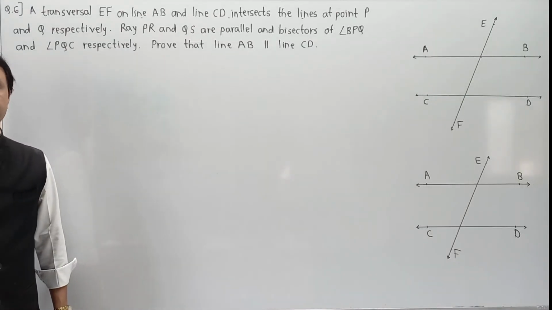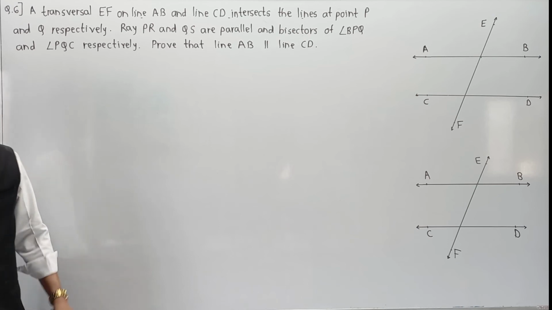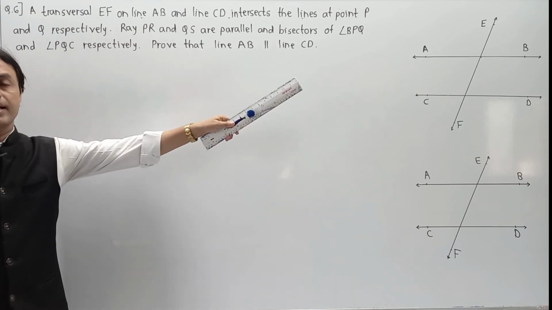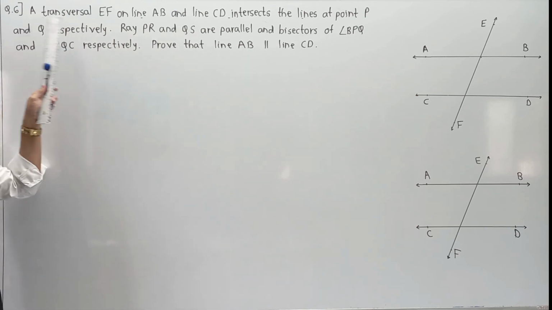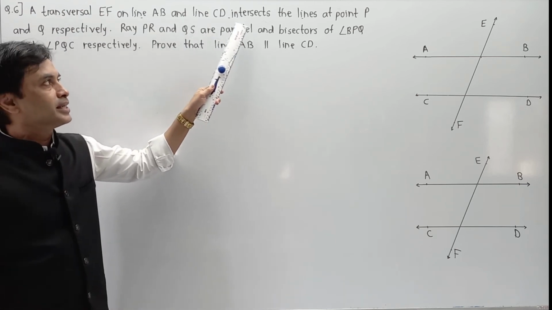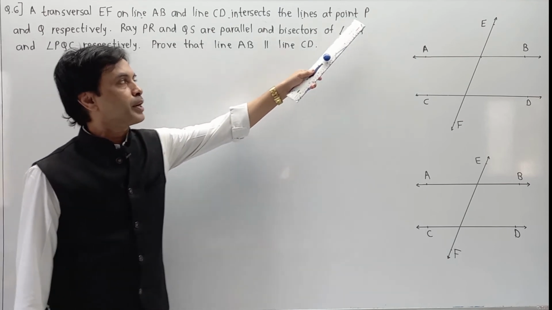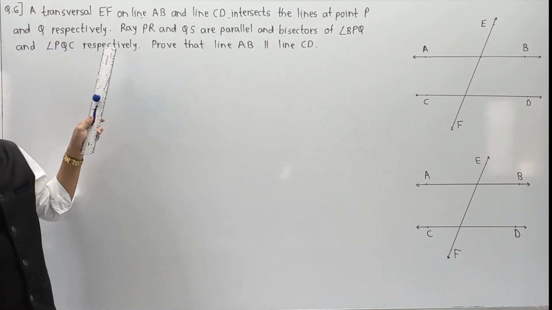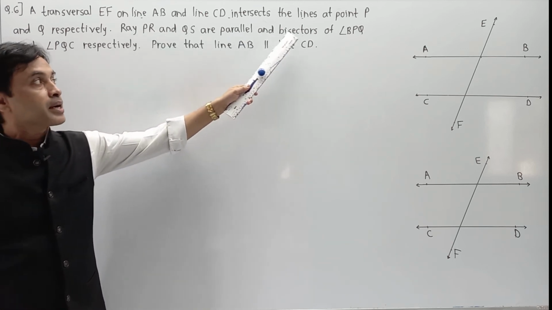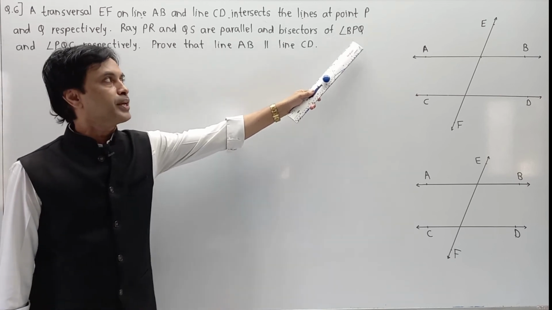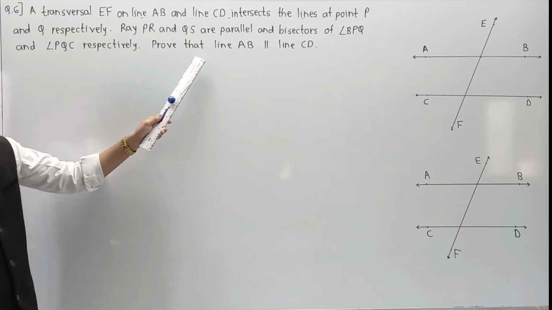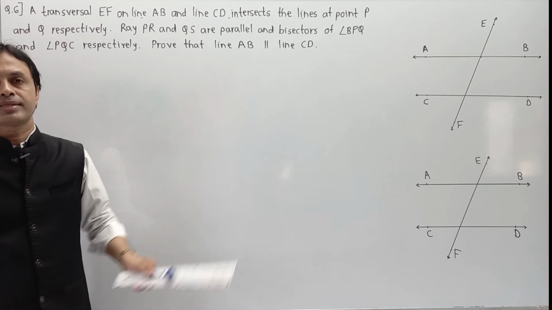Hello friends, continuing from the last numerical and moving to the next part, question number 6. First of all, I am going to explain the theory, then the diagram, and then we go for an answer. A transversal EF intersects line AB and line CD at points P and Q respectively. Ray PR and ray QS are the bisectors of angle BPQ and angle PQC respectively. Prove that line AB is parallel to line CD.